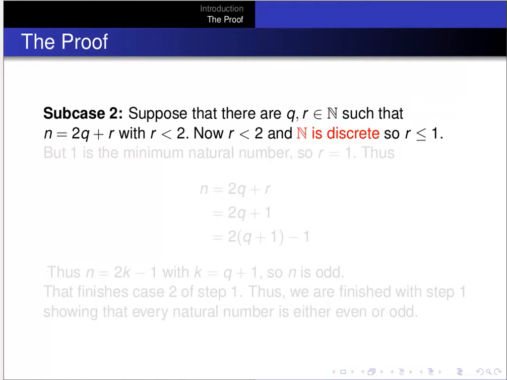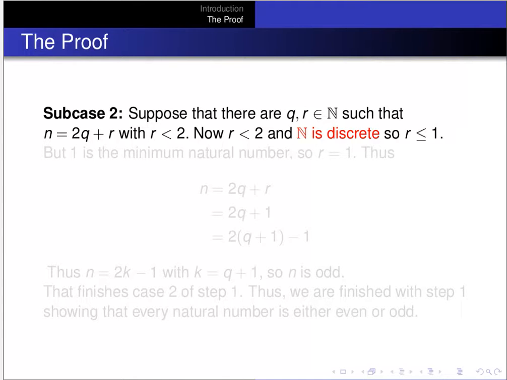So let's look at subcase 2. Here 2 does not evenly divide n. So we're supposing that there is a quotient q and a remainder r, so that n is equal to 2 times q plus r, and r is less than 2. Now we're going to apply discreteness of the natural numbers again.